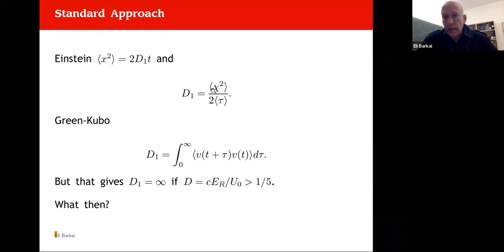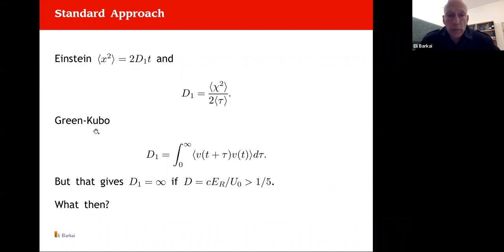So if I can calculate this chi squared and this tau average, the time between, and if both of them are finite, I can calculate the mean square displacement, at least according to Einstein. Of course, I'm not saying that calculating these two is easy or difficult, but in principle, this is what Einstein is telling us.